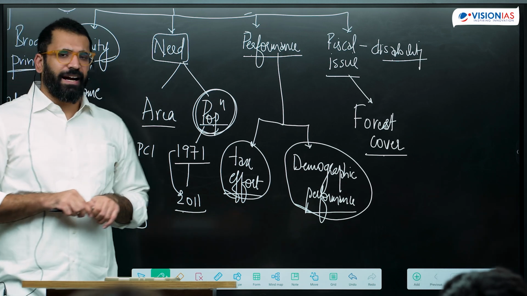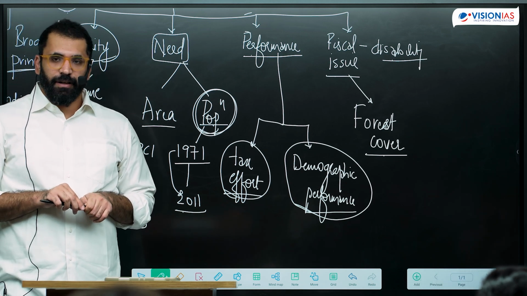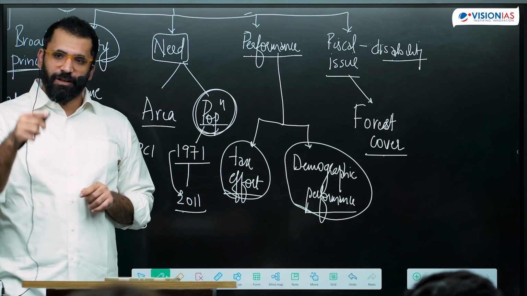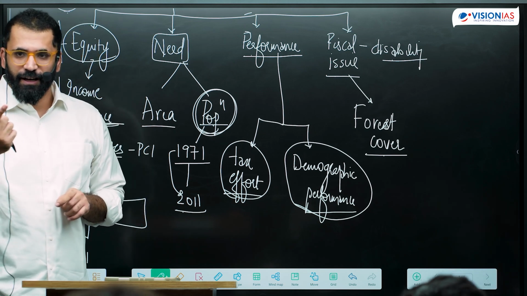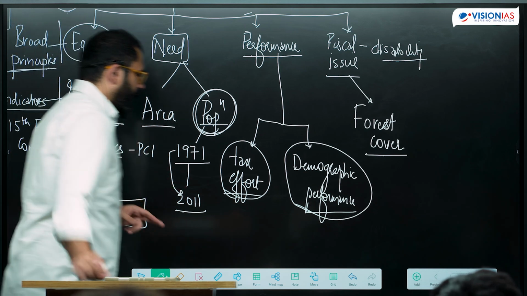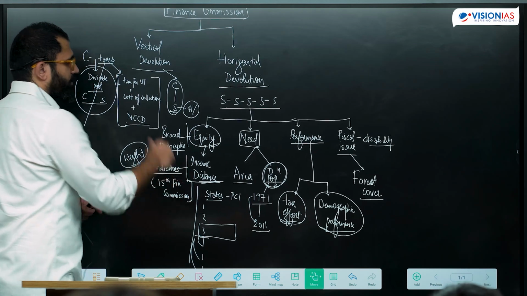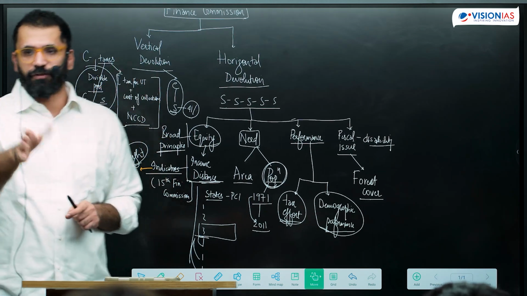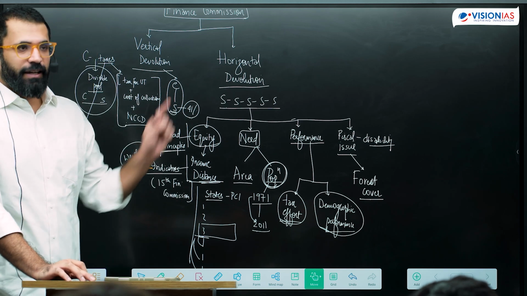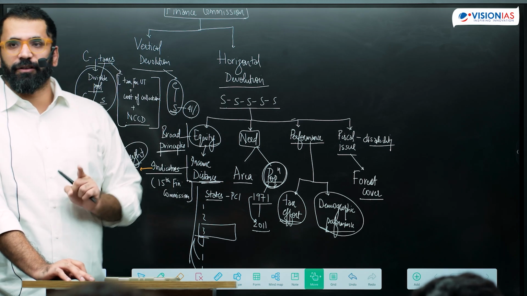Now, this is what I have come to. Tied and untied, the concept is different. Is this clear? This also is again part of terms of reference. Because apart from horizontal and vertical devolution, there are other functions of Finance Commission also, where this issue of tied and untied funds exists. Is this clear? Vertical and horizontal devolution.